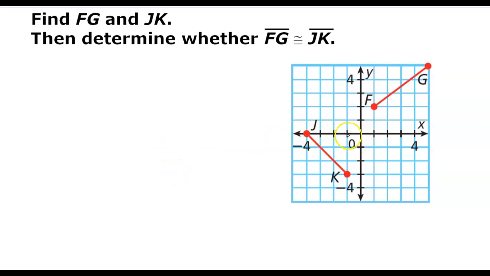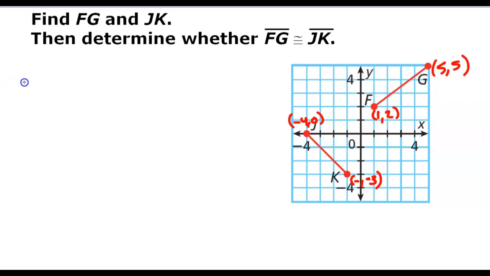This ordered pair right here is 1, 2, 3, 4. This ordered pair right here is negative 4, 0. This ordered pair right here is negative 1, negative 3. Okay? This ordered pair here is 1, comma 2. And this ordered pair here is 5, comma 5. So then we just use the distance formula.